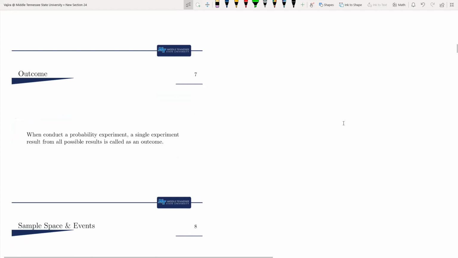An outcome is a single experiment result. So when you conduct a probability experiment, there are many possible outcomes. For example, if you toss a coin, it can be either head or tail, but only one is going to occur. That single possible result is called an outcome.